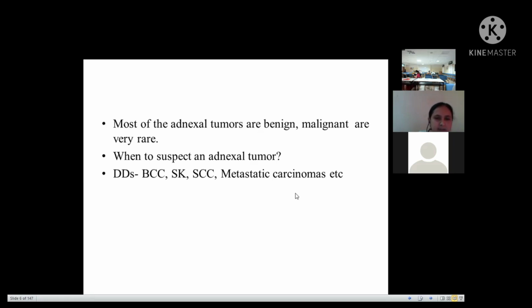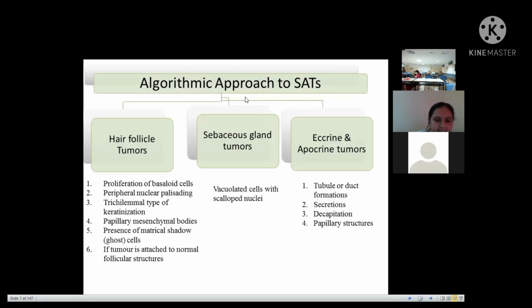Basically, we have to develop and practice an algorithmic approach for these adnexal tumors on H&E sections, which is very easy to follow without even depending on immunohistochemistry. We know that skin adnexal tumors are classified according to the line of differentiation into hair follicle tumors, sebaceous, and sweat gland tumors. So it depends on the location of the tumor, the distribution of the adnexa, and the connection with the epidermis.